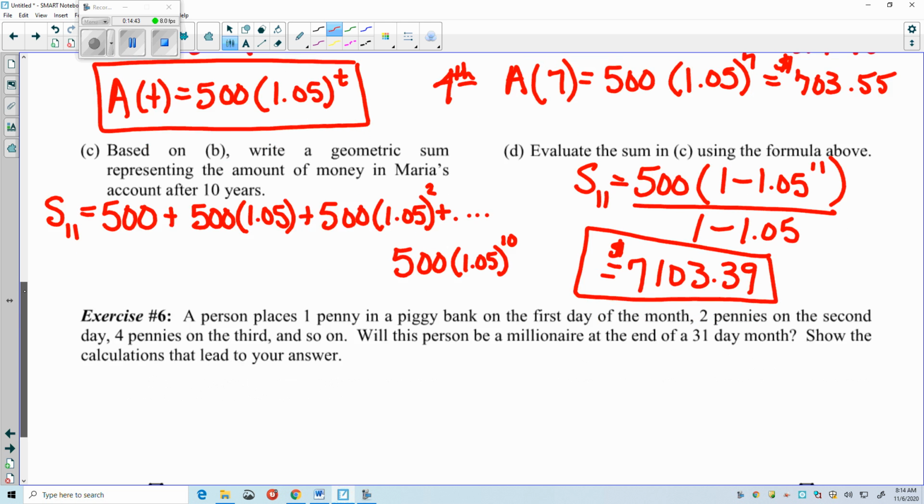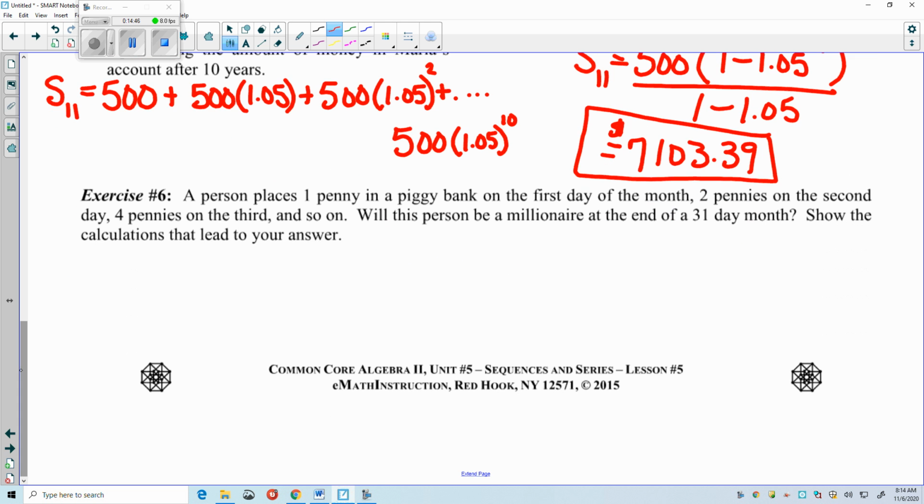Okay, and this last one. A person places a penny into a piggy bank on the first day of the month. So I'm just going to start to write this. Penny on the first day of the month, 2 pennies on the second day of the month. So my second day, now I have 2 pennies. And 4 pennies on the 3rd day. And so on and so on.